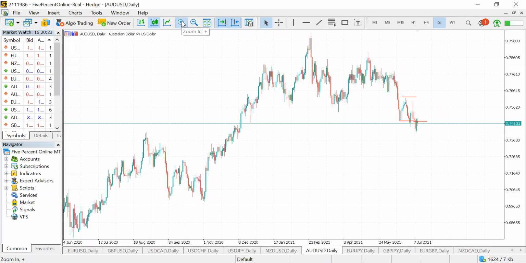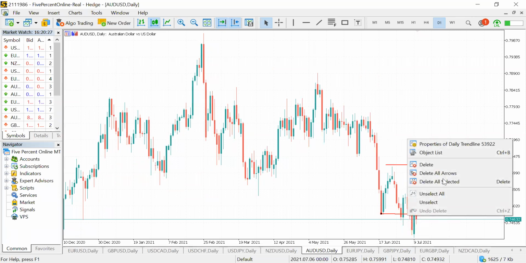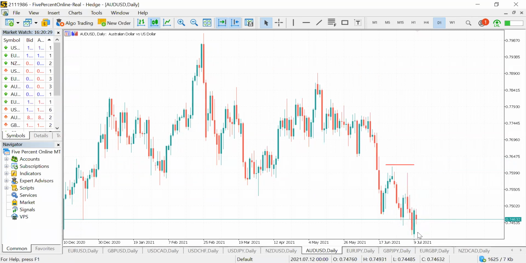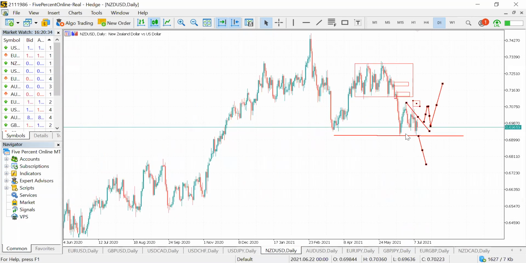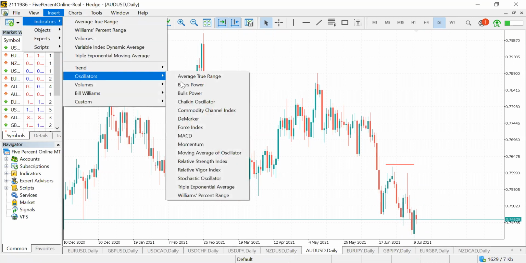Usually Aussie is similar. Let me see if we have some. The Aussie has created lower lows, which we don't see on the Kiwi, but the Aussie has created lower lows. Of course, I'm pretty sure that's also a divergence. Let me confirm that.